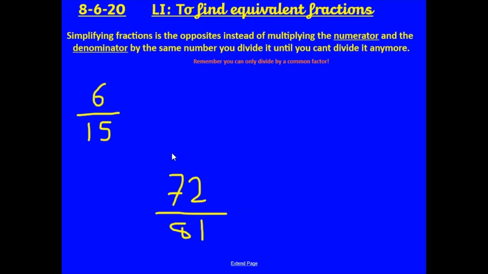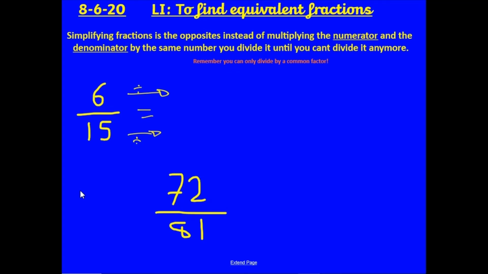So let's have a look at 6/15ths. What can I divide 6 by and what can I divide 15 by? They must be divided by the same number. Maybe you know this already. Maybe mentally you can go, yes, they can both be divided by this number. But just in case you can't, I'm going to write out the factors of 6 and the factors of 15.